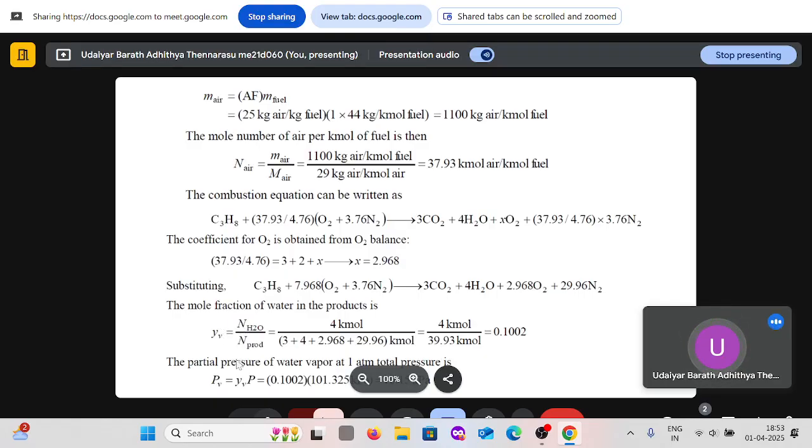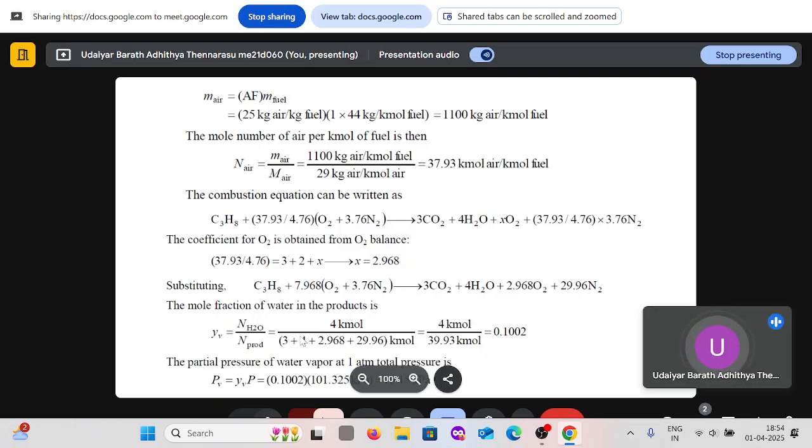So, mole fraction of water vapor is your number of moles of water divided by the total number of moles in the product. So, you have 4 moles of water. So, 4 divided by the total moles, that is 3 plus 4 plus 2.968 plus 29.96, which is 39.93. So, your mole fraction is 4 divided by 39.93, giving you 0.1002. So, that is the mole fraction for water.